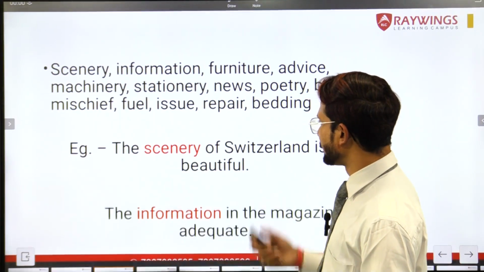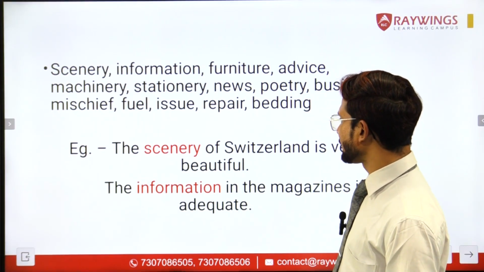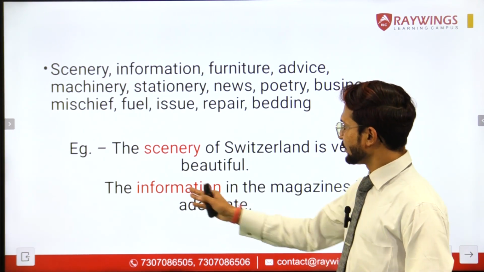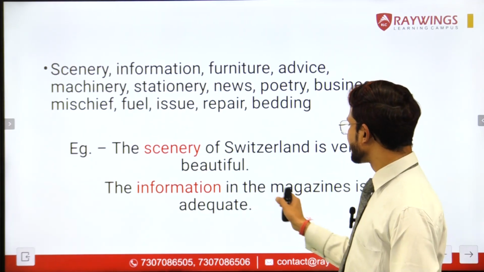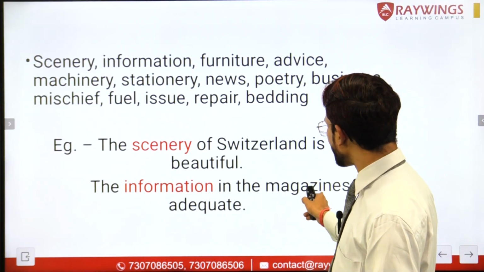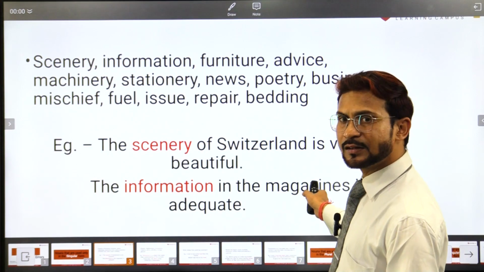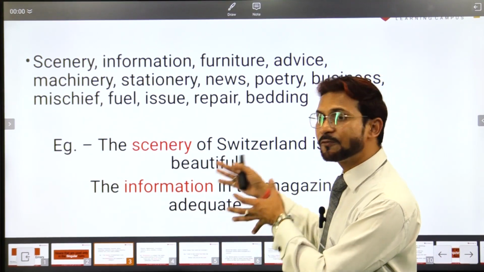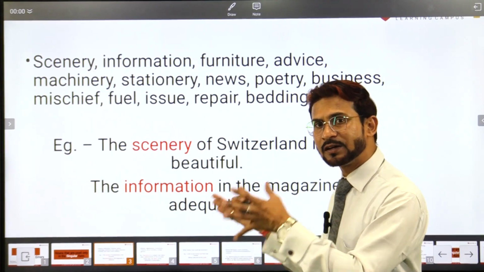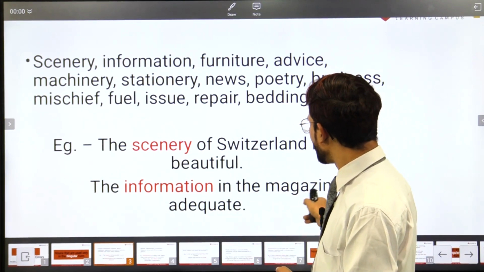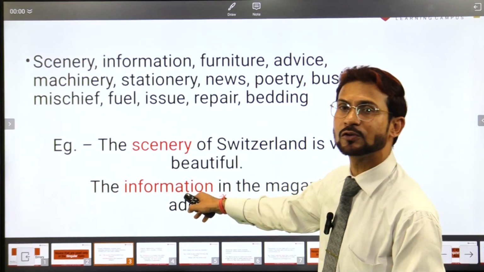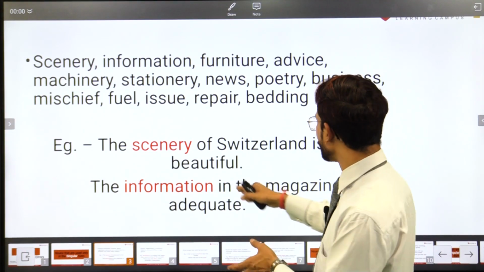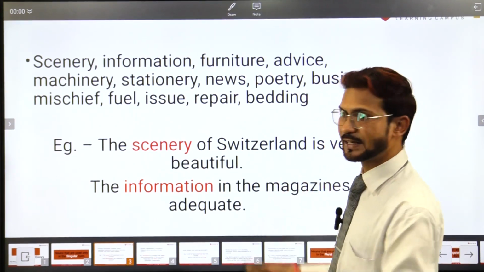Let us look at one more example. The next example says, the information in the magazines is adequate. We never say the information in the magazines are adequate, although magazines is a plural, because we are talking about the information which is there in different magazines. So just because this word is plural doesn't mean that information will also be used in the plural form. Information is always used in the singular form. It should be the information in the magazines is adequate.